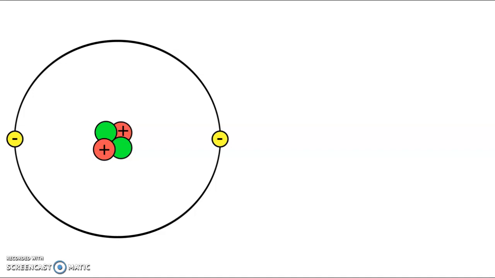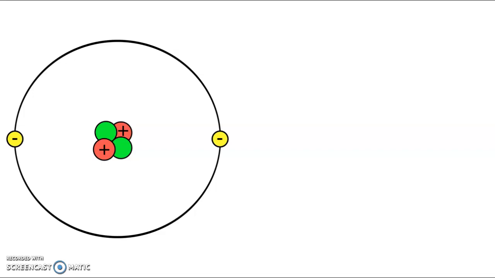This video is going to show you how to use the Bohr model of the atom to determine what element it is, the charge, the atomic mass, and the atomic number.